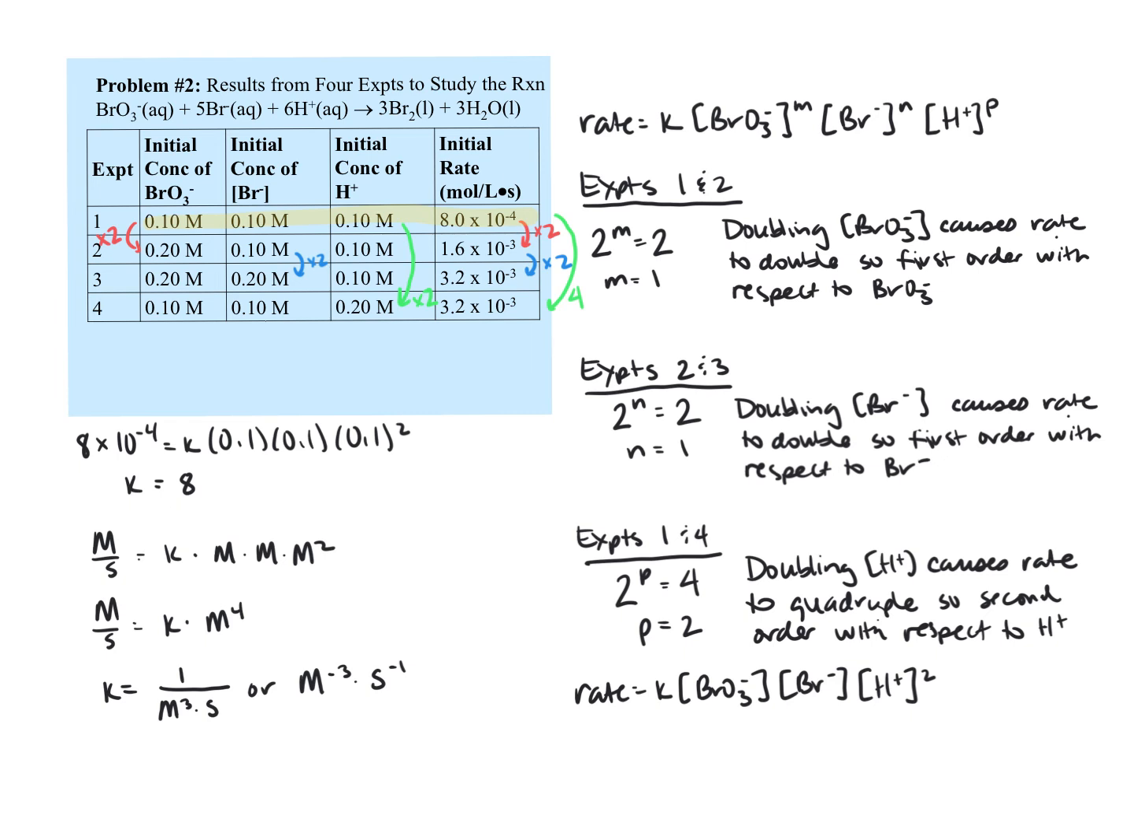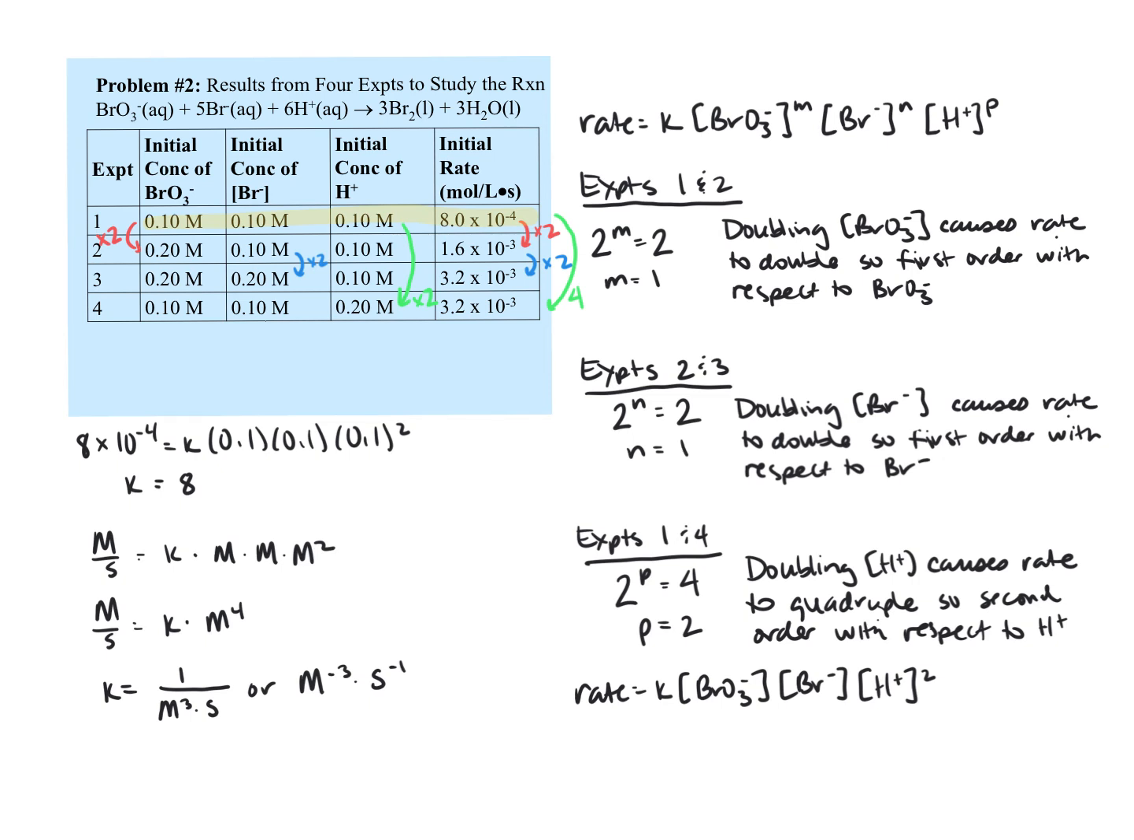Okay, and go ahead and check your work, and you should have gotten a value of 8 for K. And it doesn't matter whether you use experiments 1, 2, 3, or 4, you would have gotten the same number regardless. And the unit, you can see my work here for K, would have been either 1 over M cubed times S, or molarity to the negative 3 times seconds to the negative 1. Okay, so that's how you use the table method to figure out what a rate law is from the data.